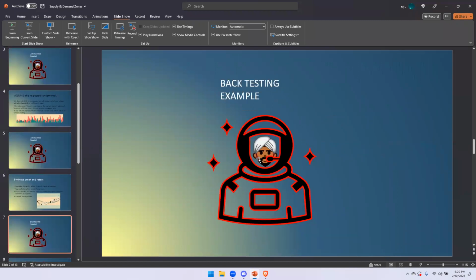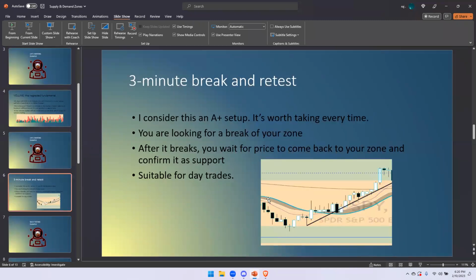So what you're looking for, here's a little picture. What you're looking for is a break of your zone, right? So here is the break of the zone. You could have gone in here, but my entry would have been right here on this doji, confirming support. This setup is suitable for day trades because this setup will tend to go zone to zone. So you can hold it for an hour, maybe all day, if the trend goes your way. So this is good for day trades.